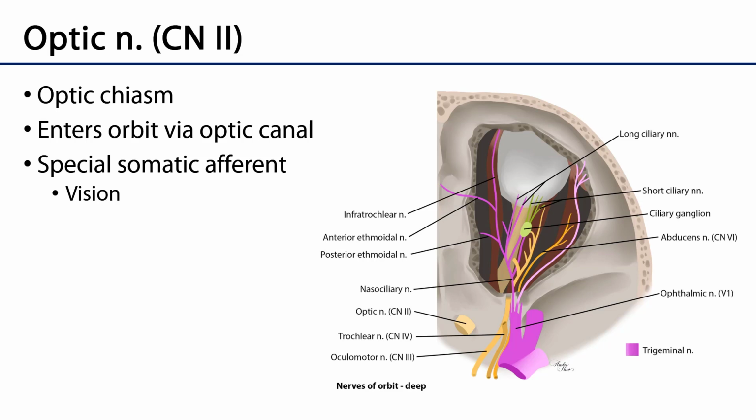Let's begin with cranial nerve 2, the optic nerve. The optic nerve emerges from the optic chiasm of the diencephalon. It travels through the optic canal to enter the orbit, and it takes a relatively deep pathway to the eye. The optic nerve is conducting special somatic afferent fibers back from the eye as part of the visual system.